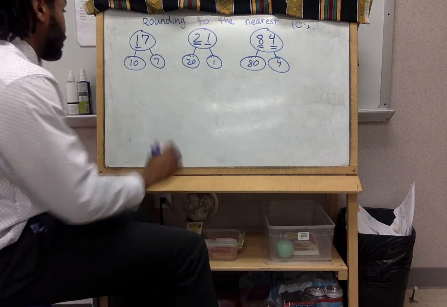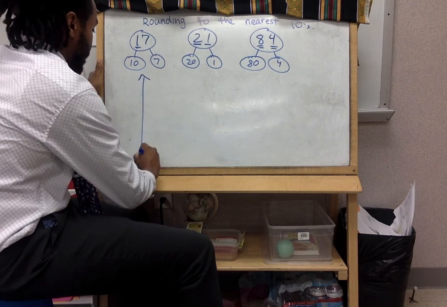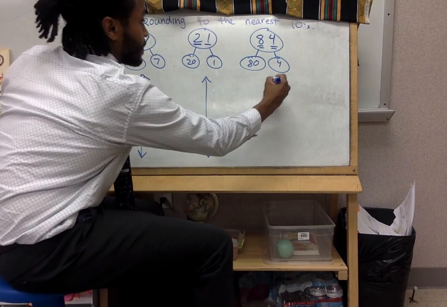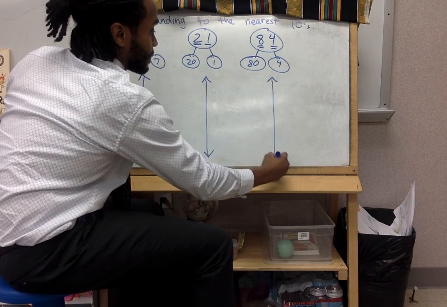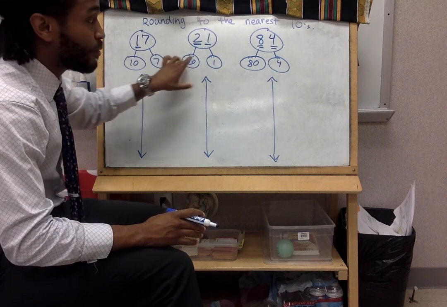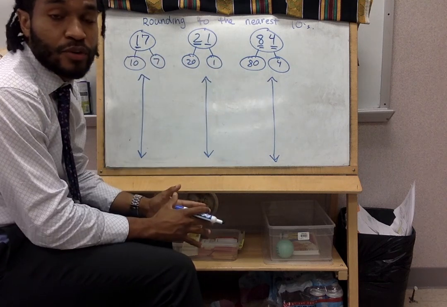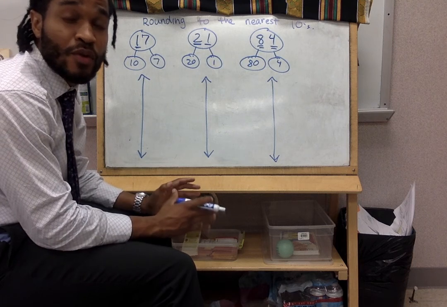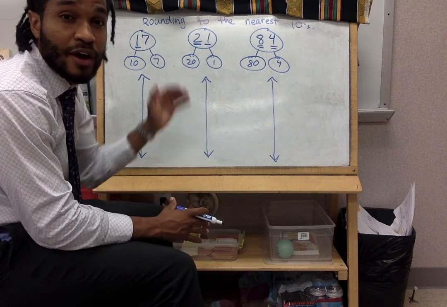Next, we have a vertical number line. And this part is really important. Decomposing and using the number bond is really important because it'll help us with our number line and help us know exactly where the number will round up or down to.